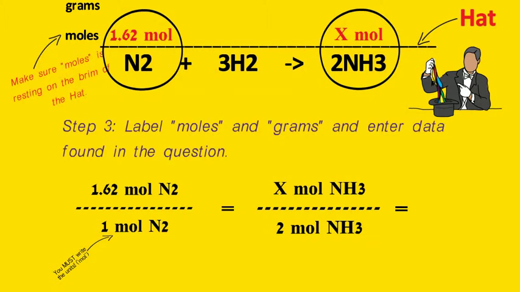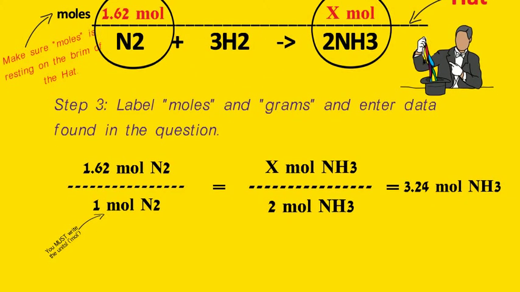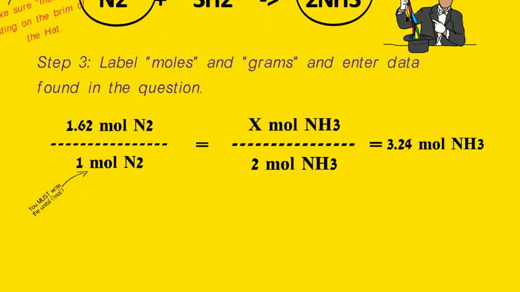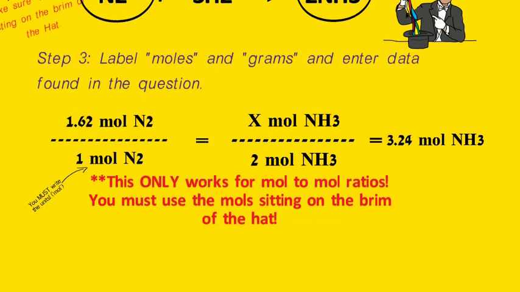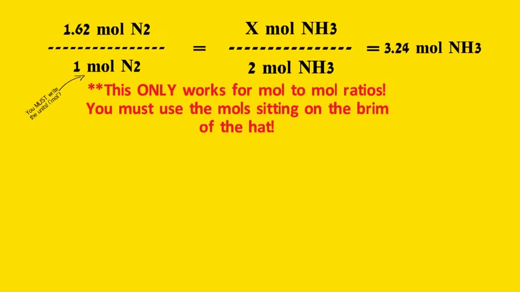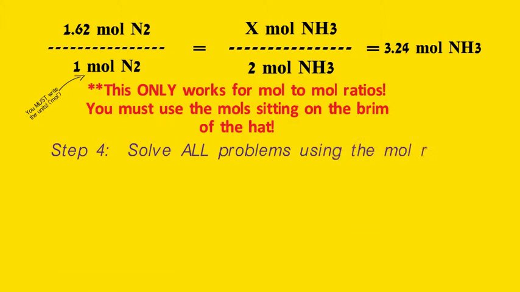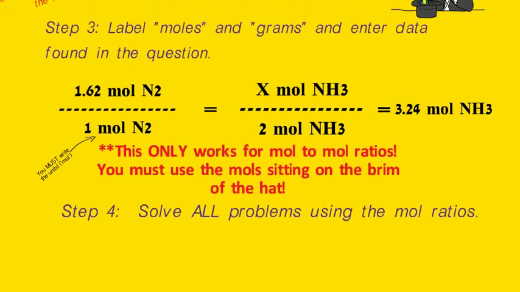What you're getting from the balanced equation, from the coefficient, is the number of moles. All right, we got the answer, 3.24 moles of NH3. You are done. That's the answer. Make sure you write this as ratios. This only works for mole-to-mole ratios. You must use the mole sitting on the brim of the hat, no grams. So step 4, solve all problems using moles. You must use moles, the magical, mystical mole.